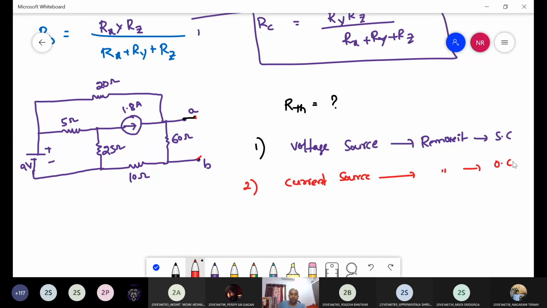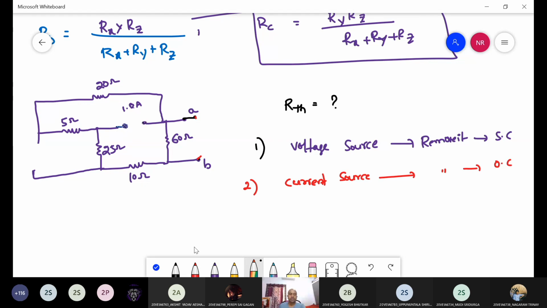Do you remember this point? While calculating RTH, if the circuit has the voltage source, remove it and make it short circuit. If it is current source, remove it and make it open circuit. Yes or no? Yes sir. So now what we have to do here, just remove this current source as well as this voltage source. After removing, make it here short circuit or open circuit.